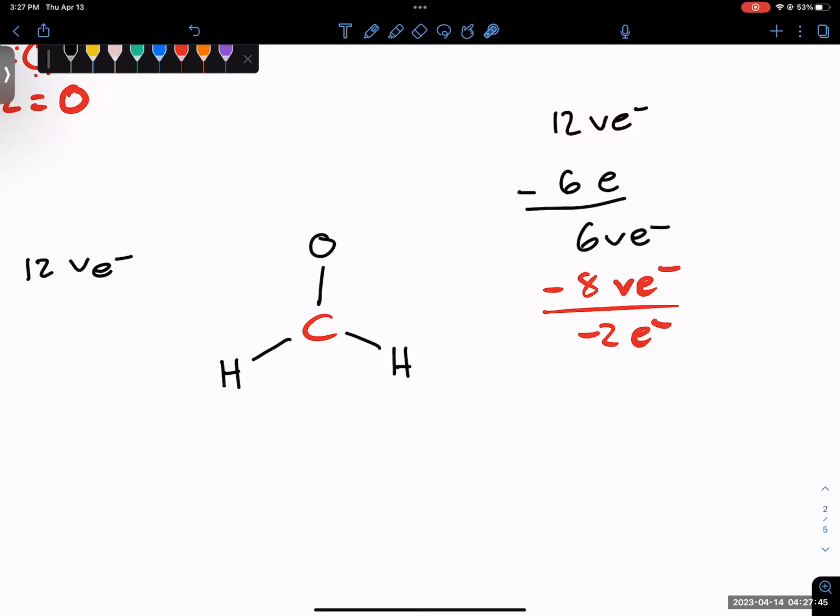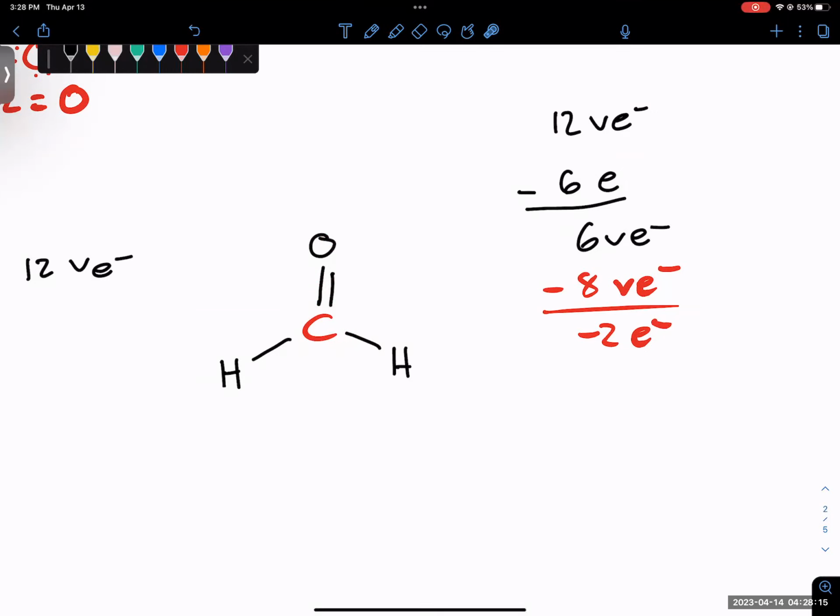It would be between carbon and oxygen, because we know and understand from chapter 7 that hydrogen can only have 2 electrons in its outermost shell. So you can't form a double bond between carbon and hydrogen, because if you did, that means hydrogen now has 4 electrons, and we know that's not going to happen, at least in this universe. So we put it between carbon and oxygen.